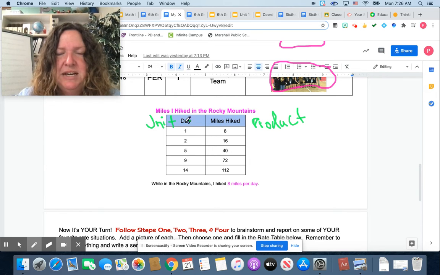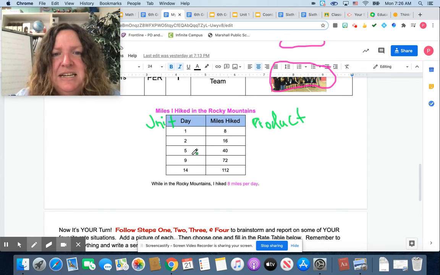So this is the day. These are the miles I hiked. After day 1, I would have hiked 8 miles. After day 2, I would have hiked 16. Now take a look at this. I did not go straight in order. There is some missing. In fact, I could have even put them out of order, and that's okay.